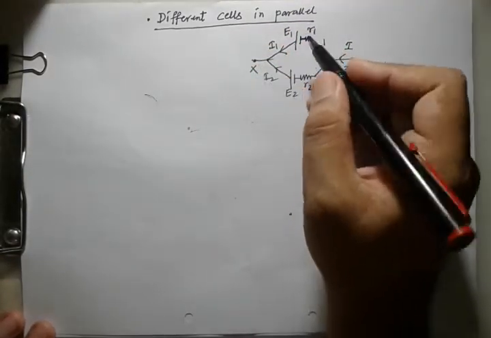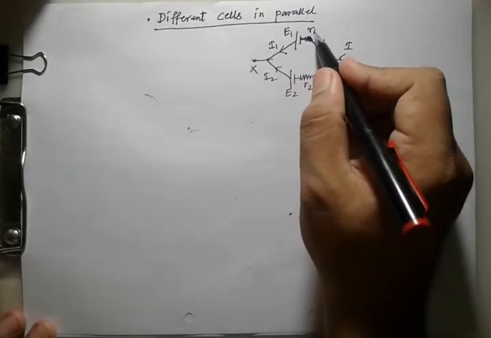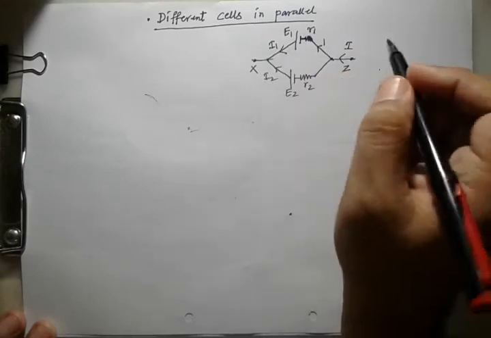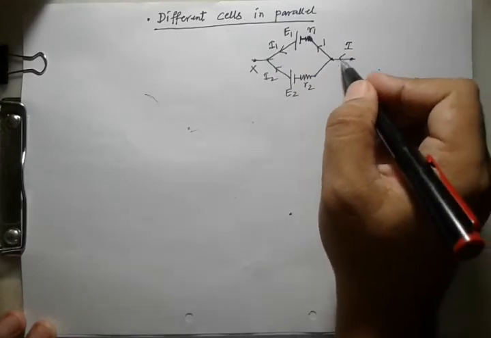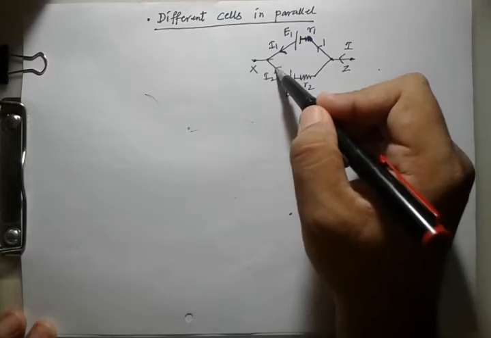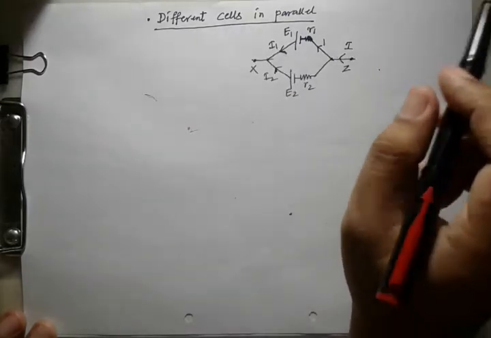Already drawn here, this is resistance. This is E1, this is R1, this is one cell, and this is E2 and R2, another cell. The current I is passing in this direction and will be split into two parts, I1 and I2. Then the currents will join, and Kirchhoff's law is applying here.